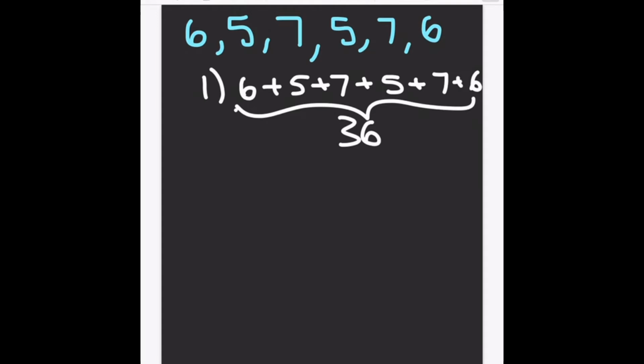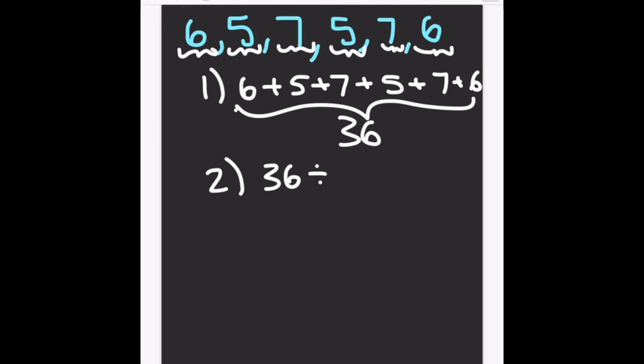And then our second step would be to take 36 and divide by the total amount of numbers, which means how many numbers were in your data. So you have 1, 2, 3, 4, 5, and 6. So you have 6 numbers. So we're going to divide by 6, and 36 divided by 6 is 6. So our mean is 6. The average is 6.